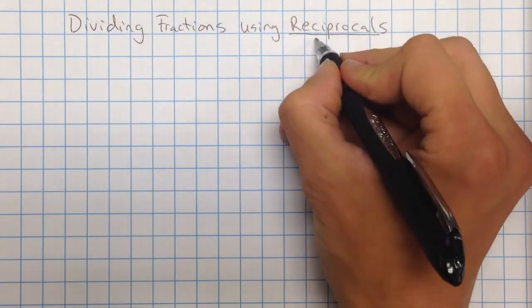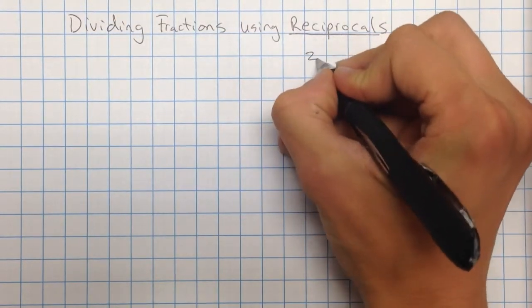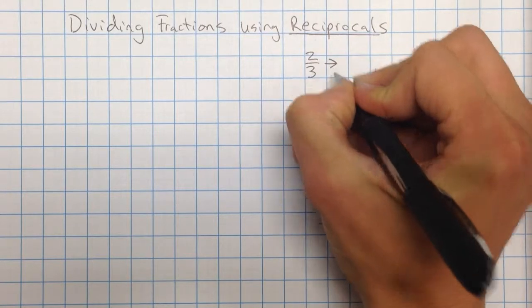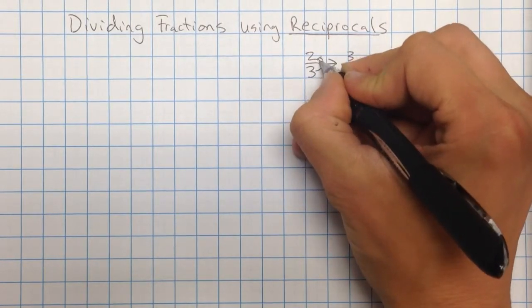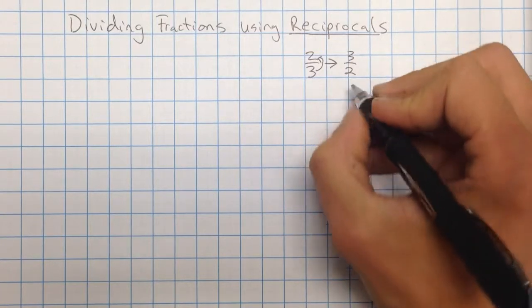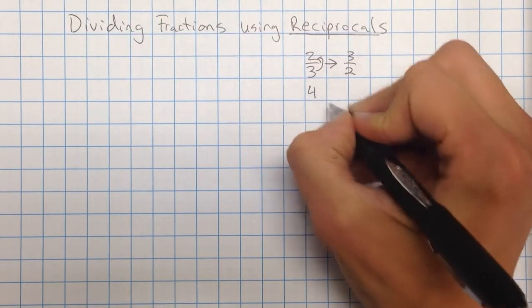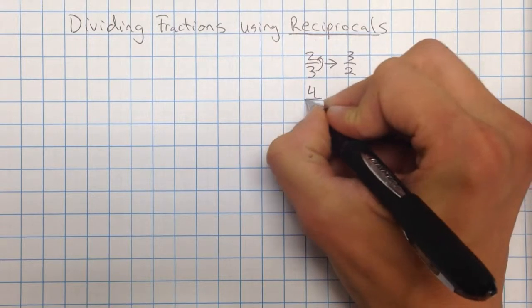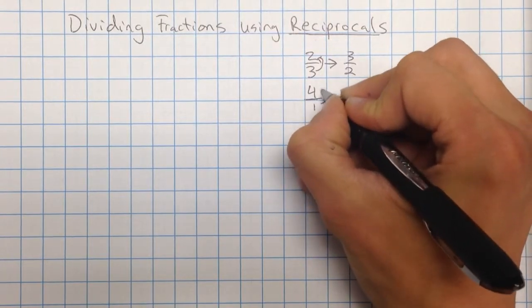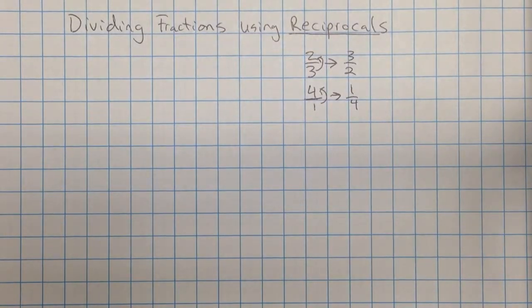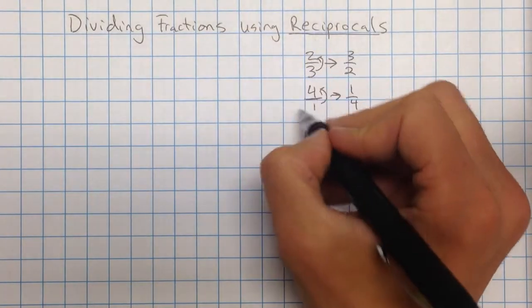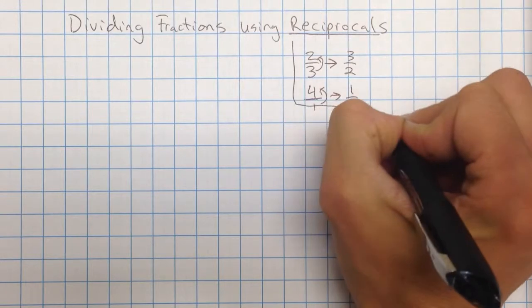So if we were to find the reciprocal of a couple of fractions, like if I had 2/3, the reciprocal of 2/3 would be 3/2. We just took that and flipped the numerator and the denominator. If I had the reciprocal of 4, wait, there's nothing to flip. Oh, I can just put it over 1, and then I would flip that, and that would turn into 1/4. So that's what the reciprocal of something is, and we can use that when we are dividing fractions.